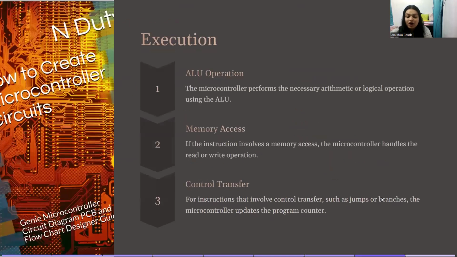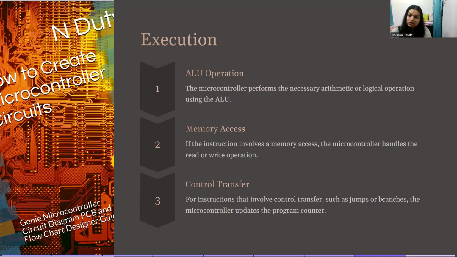Execution. Now we have our instruction fetched, we have our instruction decoded, and the operands have been fetched. Now let's understand what the execution to be performed should be. As we have already analyzed the type of instruction, we can have three types of execution. One is ALU. ALU is arithmetic logic unit operations. The microcontroller performs the necessary arithmetic or logical operations using the ALU.